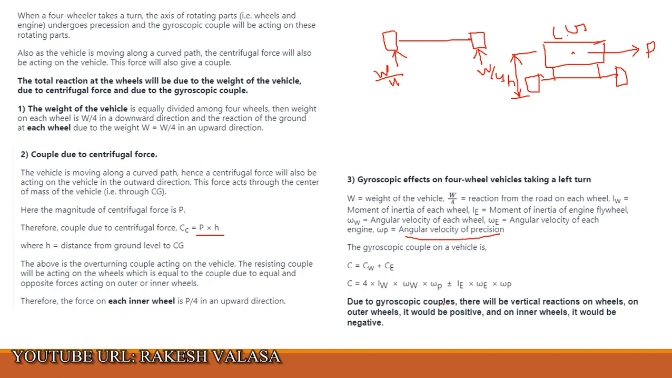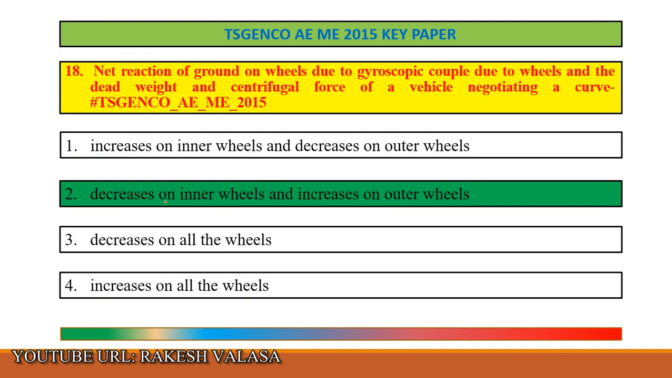Due to gyroscopic couple, there will be vertical reactions on wheels. On outer wheels it would be positive, and on inner wheels it would be negative. So the correct answer is gyroscopic couple decreases on inner wheels and increases on outer wheels.